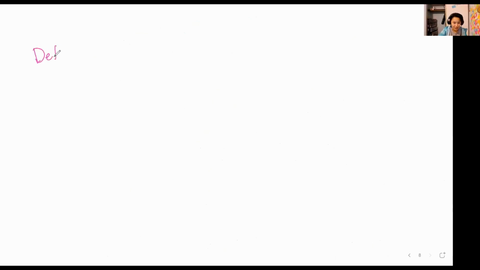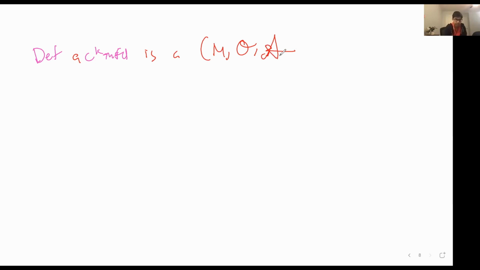So the definition of a Ck manifold. Now we're talking about differentiable manifolds. A Ck manifold is a triple of a set, a structure, and an atlas. And that structure is just the topology, right? Yeah.